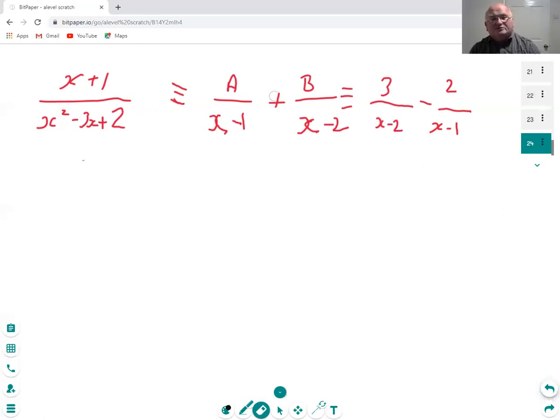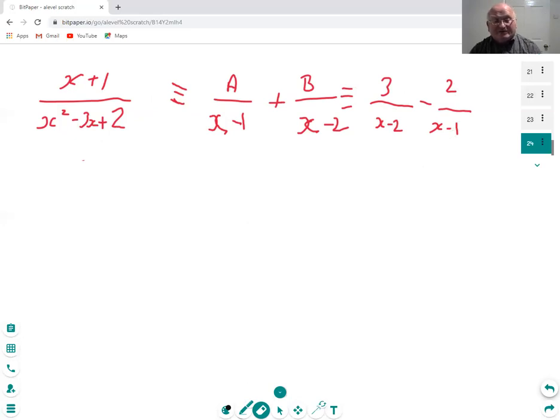So I've switched these two round here. So 3 over x minus 2, take away 2, which is this bit here, over x minus 1. I've made a and b to be 3 and the minus 2 that we found out in the working out on the other page. So there we have it, x plus 1 over that polynomial equals, in all cases, it's an identity, 3 over x minus 2, take away 2 over x minus 1. That's the answer to the question.